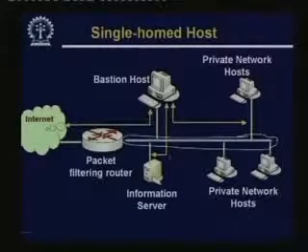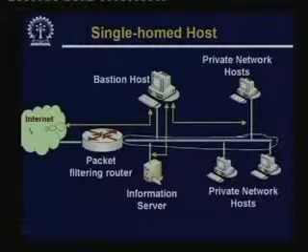Now you look at these yellow arrows. The way the router and the bastion host have been configured, the router will only allow traffic to flow if it is either destined to the bastion host or it is coming from the bastion host, okay. Because we know bastion host is a safe and secure system, so let all communication with the outside world go through the bastion host. The packet filtering router will block all other packets. So any packet which is directed to an internal host will be blocked. Similarly, the bastion host can send and receive information from these information servers.